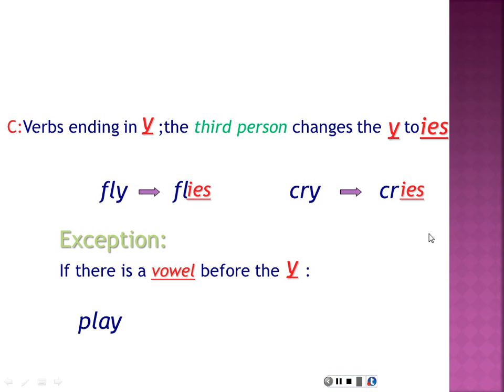So, for example, play, as you can see, the last letter is Y. But the letter before it, A, is a vowel. So we don't change it. It becomes plays, يلعب. Another example, pray, يصلي. Again, the same thing, Y, and before it we have A, and A is a vowel, so pray and prays.